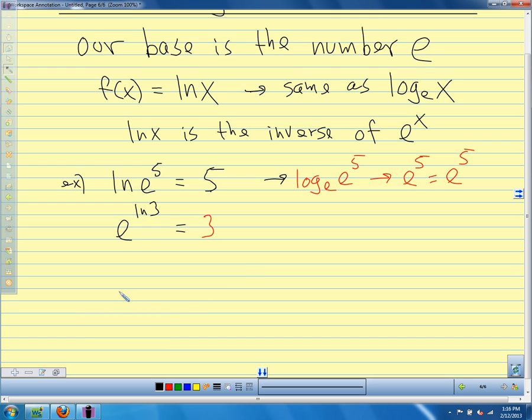How about the natural log of 1 over e squared? What is the exponent on e that gives me 1 over e squared? Someone said it? -2. Because 1 over e squared equals e to the minus 2. So my exponent on e is -2. So the exponent on e that gives me 1 over e squared is -2.